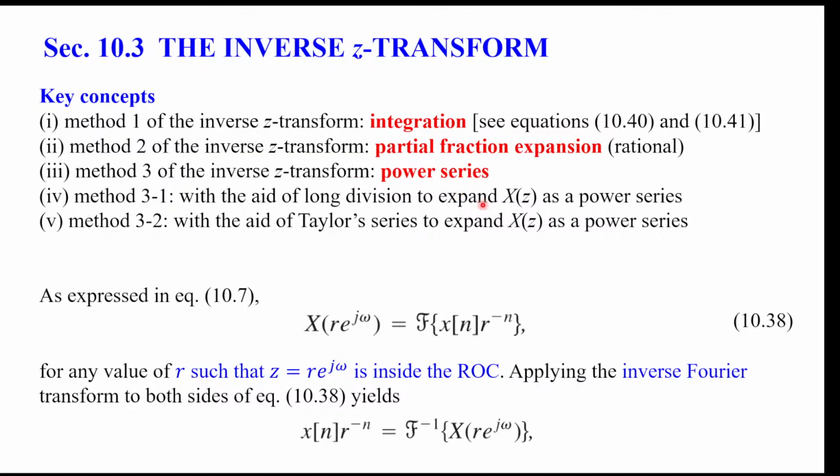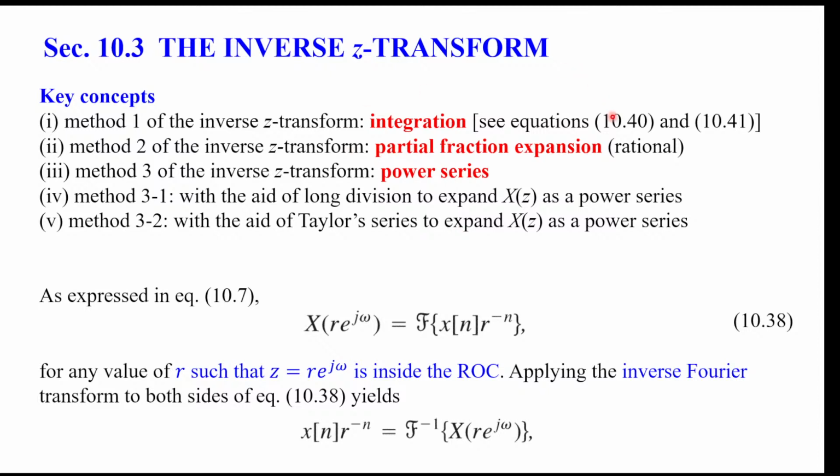Then method 3, which is kind of funny, is the power series. We'll see very soon that the Z transform always has a very nice power series expression. So sometimes if your big X of z is in a power series, you can just look at it to determine your x of n directly. We have two sub-methods you can use to write your big X of z as a power series. So those are our three methods, and let's start with the derivation of the first method.